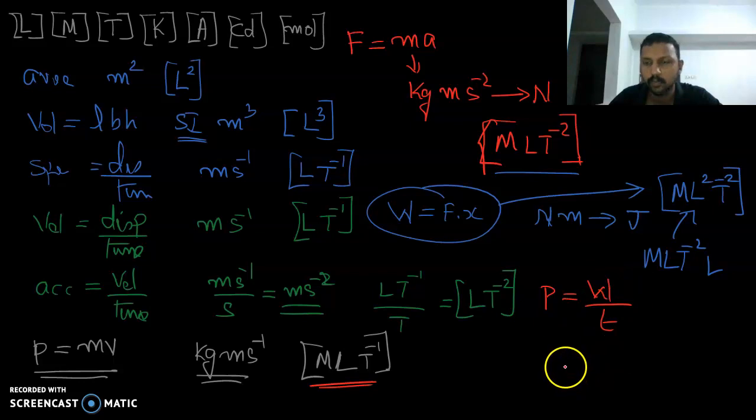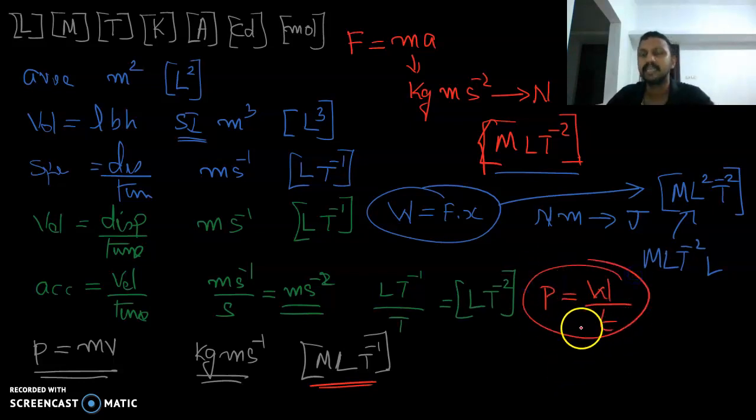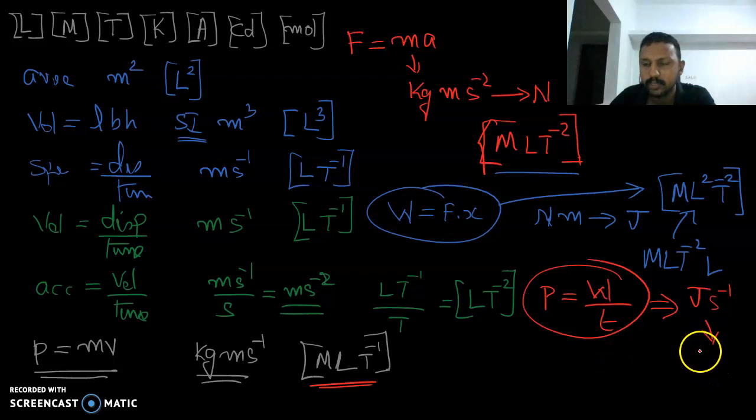Power is work divided by time. If we use this expression to find the SI unit and dimensional formula, power's SI unit will be work's SI unit, joule, times the SI unit of time, second raised to minus 1. Therefore, it is joule per second. But instead of writing joule per second, we write the power's SI unit as watt. Therefore, watt is the SI unit of power.